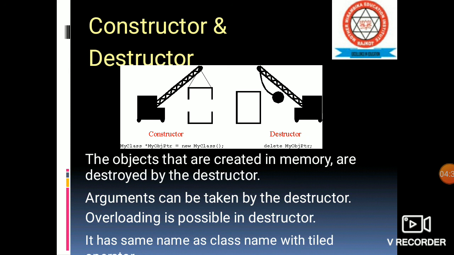Destructor: the objects that are created in memory are destroyed by the destructor. In other words, it releases the memory of objects that are created using the constructor function. Arguments can be taken by the destructor also, and we can also overload the destructor.